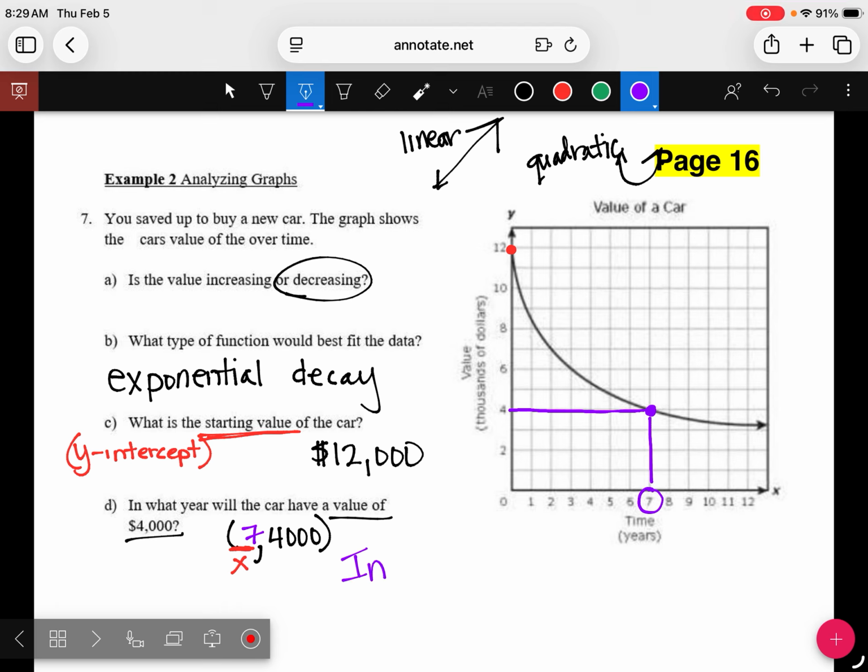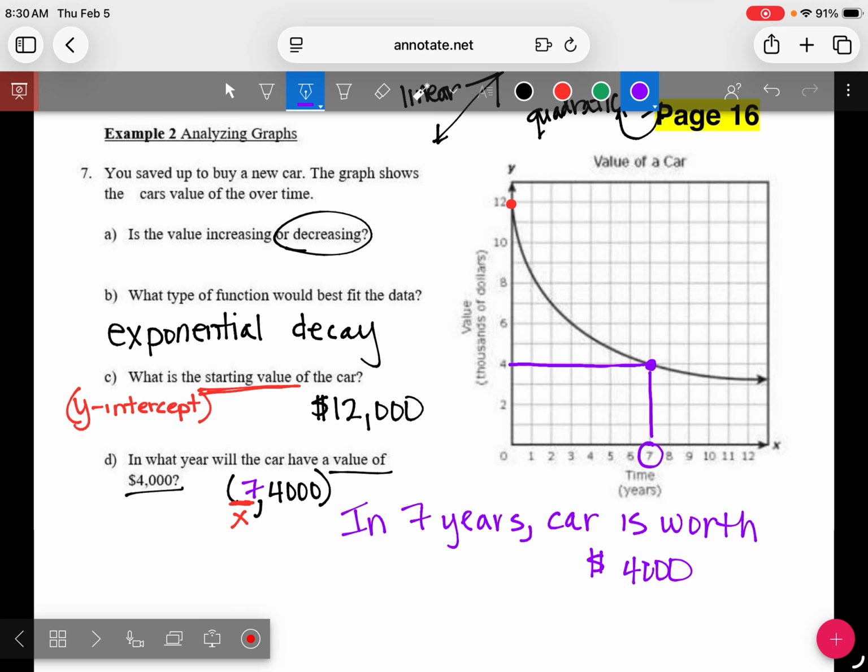So in 7 years, the car is worth $4,000. That's what that's saying. All right, go ahead and do number 8 by yourself. And then we'll go through it together.